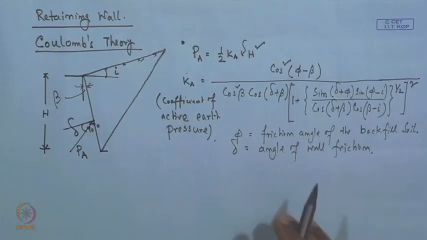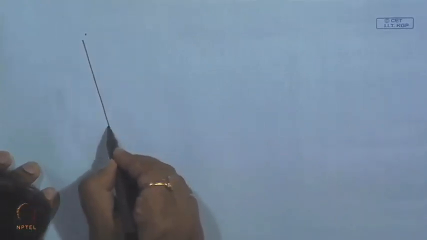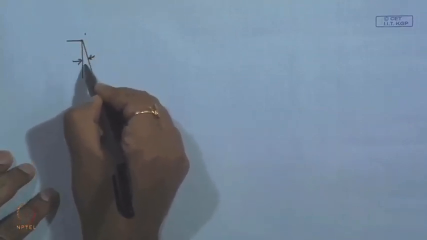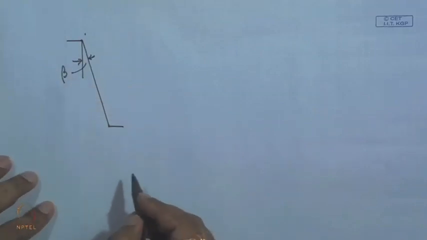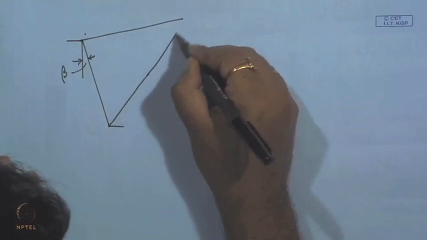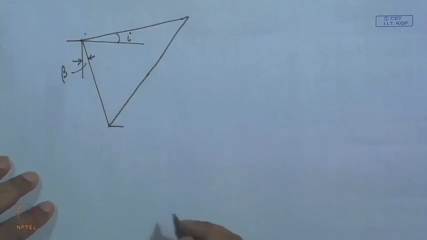Now, we will extend these things to the seismic conditions. How will we extend this part? We will consider the same retaining wall, which is making an angle beta with the vertical. This is the failure surface, and i is the angle of the backfill with the horizontal.